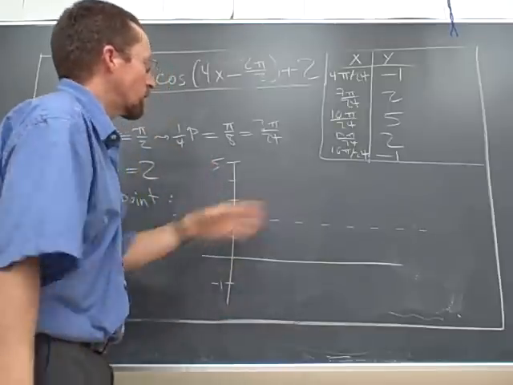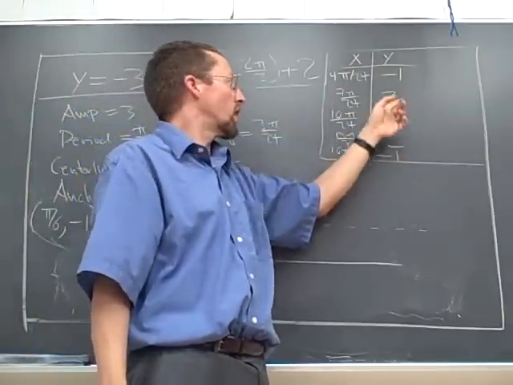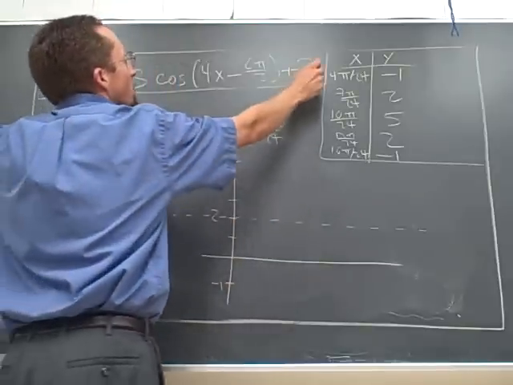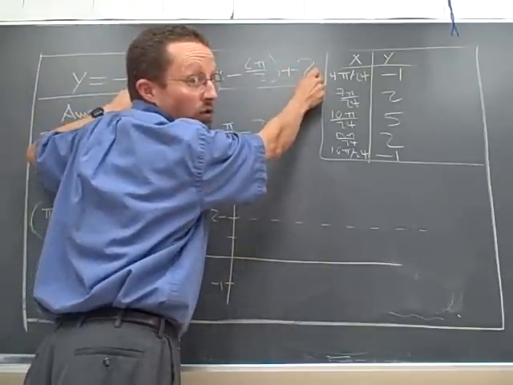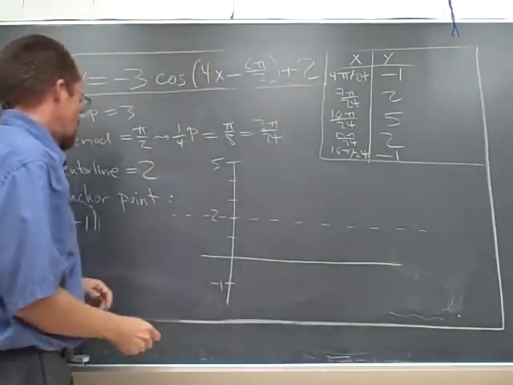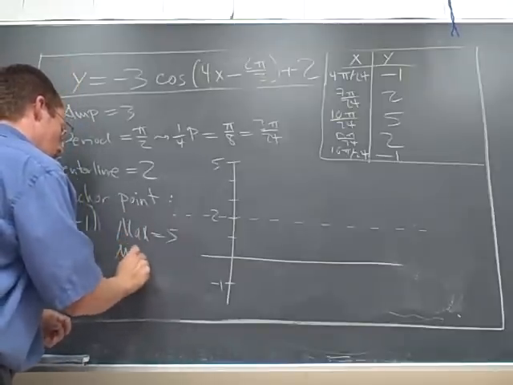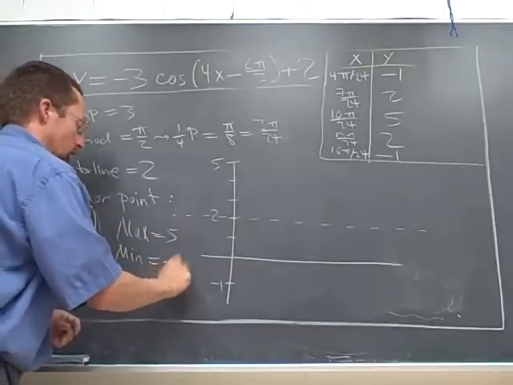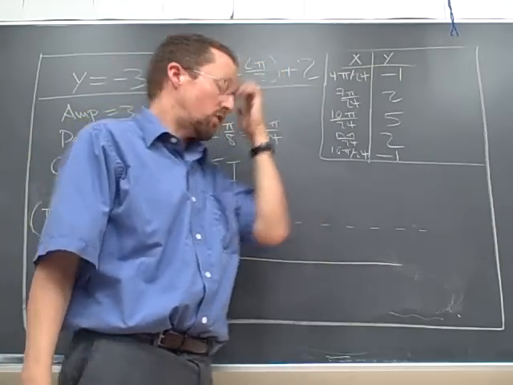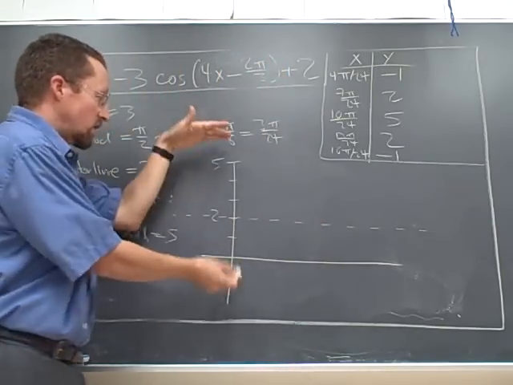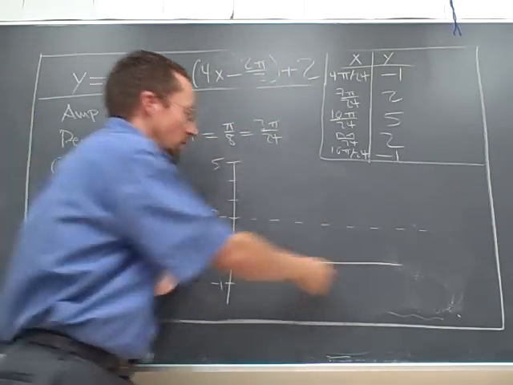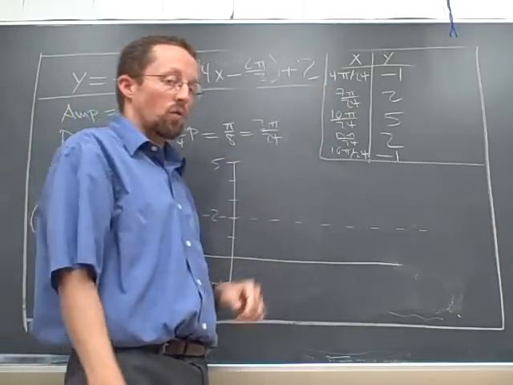Now I could have preemptively done that. I could have gone ahead and said, look, it's always center line plus or minus the amplitude. So I could have known that the max and min were going to be 5 and minus 1. So you can do that first if you want, and then you can at least have the vertical scale. But you can't fill in the horizontal scale until you do a little bit more work.